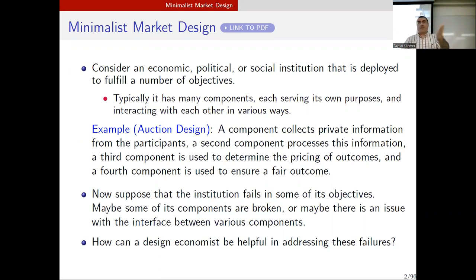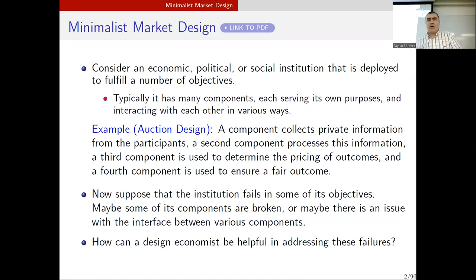And you guys have lots of expertise in this, both in economics, computer science, discrete math, right? So the subspace condition, M-convexity, they are kind of about how this particular interface between different components should work if you want a good working small component to be expanded in a way to deal with multiple institutions. And so basically I would think of an institution like an organism. Okay. Now, let's suppose that the institution fails in some of its objectives. Maybe some of its components are broken, or maybe there's an issue with the interface between various components.